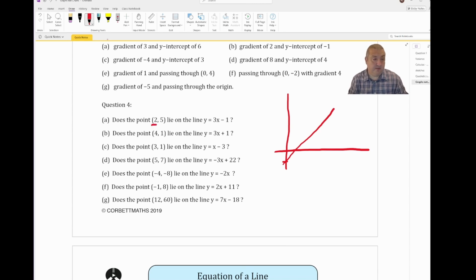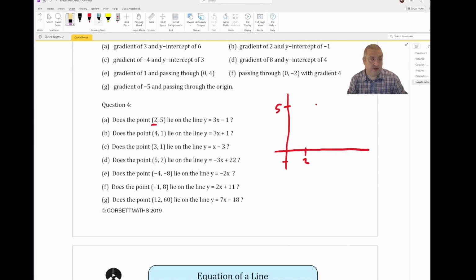So the first number is where it is here, 2, and y is this value here, 5. So does it lie on there? Well, actually we don't know. I've not drawn that scale yet. But what we can do is calculate the value of y when x is 2.